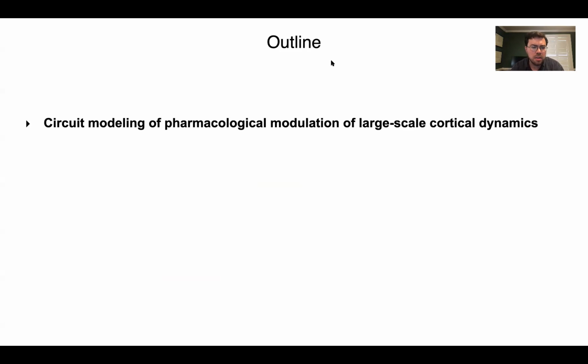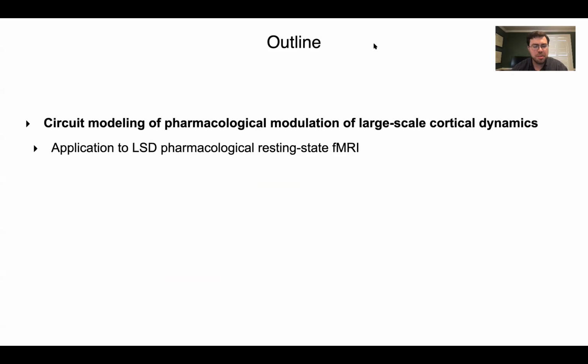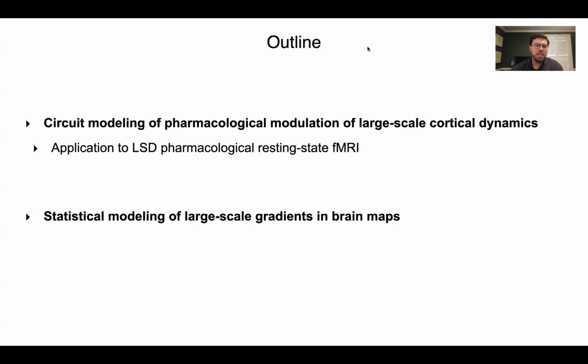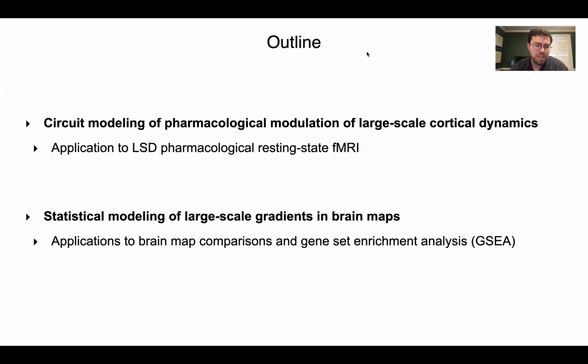One on developing large-scale circuit models of large-scale brain dynamics, such as resting state functional connectivity, and the applications of those to study the effects of pharmacology on large-scale brain dynamics. With the specific test bed here, looking at a data set of resting state fMRI under LSD administration. And the second study will instead be on statistical modeling of large-scale brain gradients in maps, and how we can apply those to statistical analyses of gradients in neuroimaging. In particular, applications to brain map comparisons and gene set enrichment analysis.